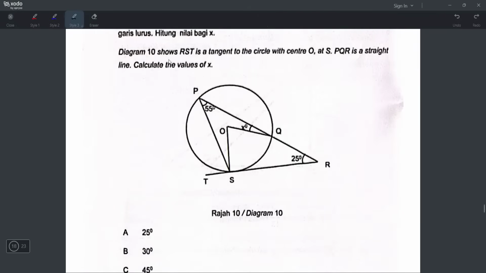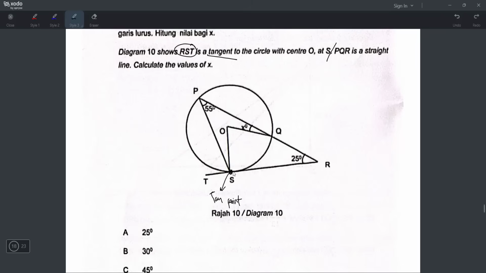31. Diagram 10 shows RST is a tangent to the circle with center O at S. RST is this line, and they say it's the tangent. If this line is a tangent line, it means this line will touch the circle at one point only, and it's very obvious they touch at point S. So this is the tangent point, the contact point.